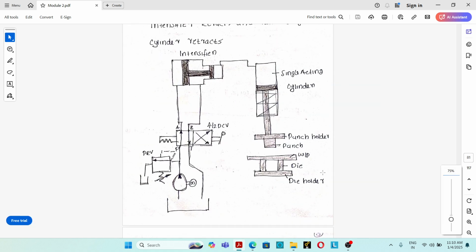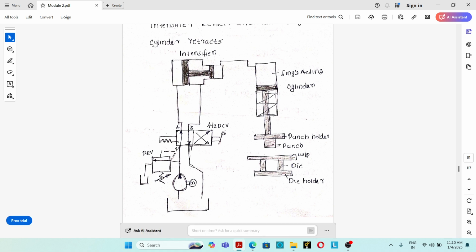Next one, what is the application of a single acting pressure intensifier? So this is the hydraulic press circuit in which we are using a single acting pressure intensifier. The main components are, starting from the bottom, the hydraulic reservoir, hydraulic pump, pressure relief valve, 4x2 lever actuated DCV, then the pressure intensifier, single acting cylinder, and this is the punch.